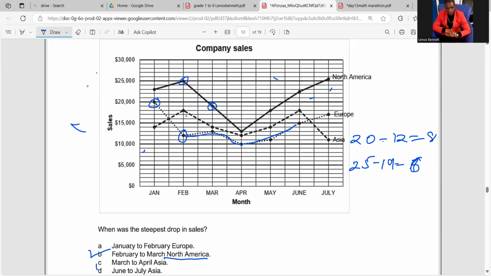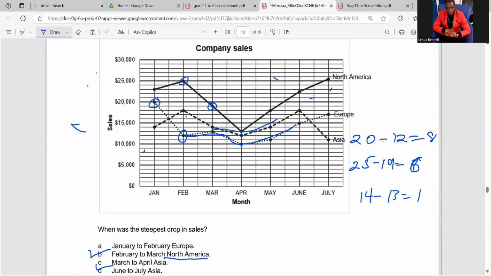March to April, Asia, what you pick? So we go to Asia, which is this line here, the zigzag, and it's March to April. Now here it is at 15, so let me see, 11, 12, 13, 14, and it got to 13. So the difference is only one.